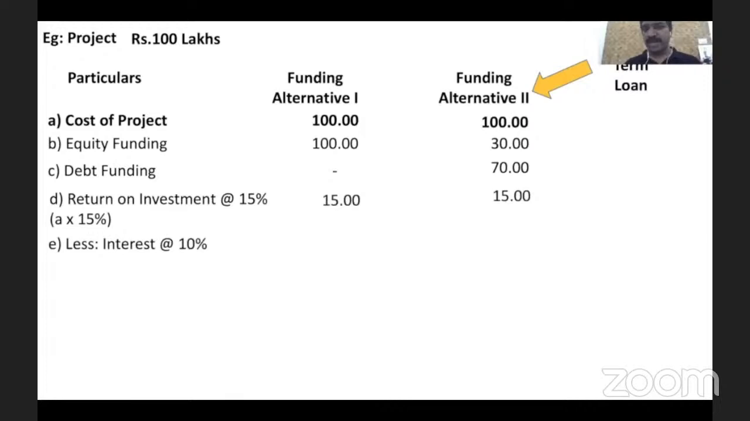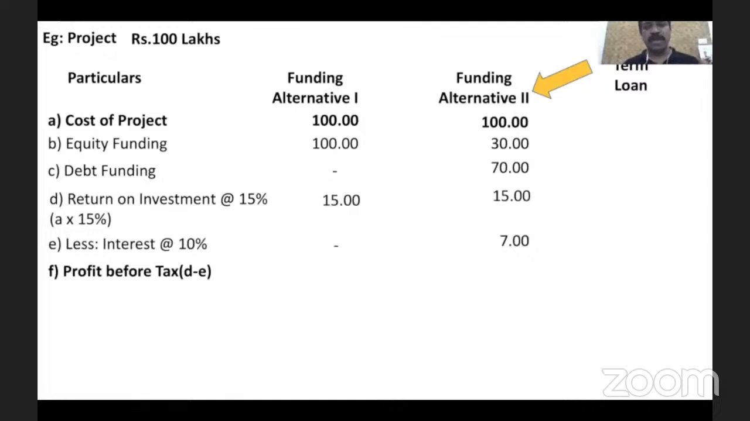From that, should I deduct any interest? Answer is no, because in scenario 1 there is no debt at all. Whereas in scenario 2, 15 lakhs is the earnings before interest. Now I know my loan is 70 lakh. 70 lakh into 10%, I have to pay 7 lakhs as interest. So from this profit, if I deduct interest, what will I get? I will get earnings after interest, or technically it is earnings before tax or profit before tax.